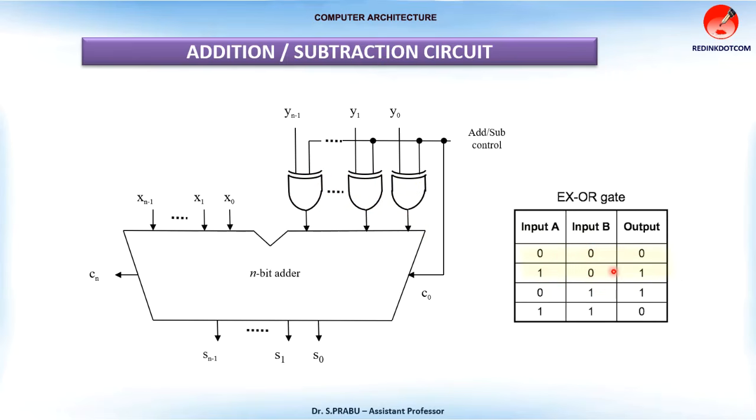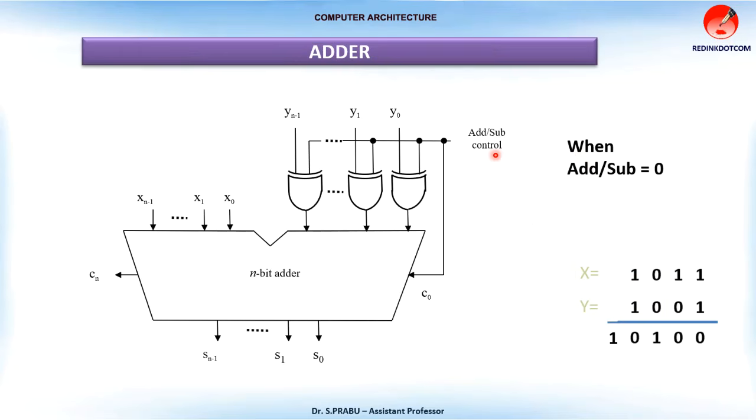So you can take these two rows. If the second input is 0, the output is the first input. If the second input is 1, the output is the inverse of the first input. So it produces the ones complement number. So when add/sub control becomes 0, this C0 value becomes 0 and all the second inputs are 0. That means your circuit produces the same value present in Y going into the adder circuit. So the X and Y values are taken as they are and the result can be calculated.